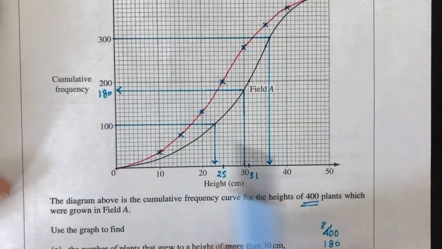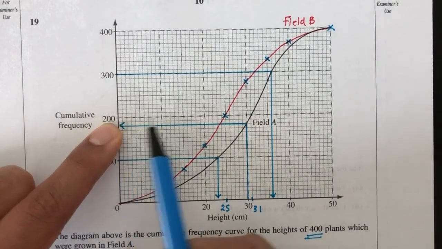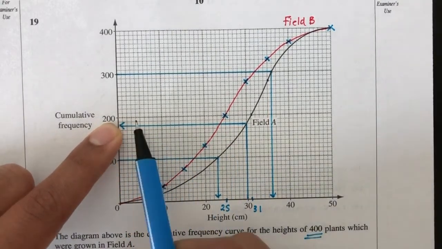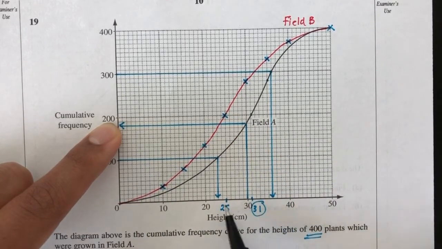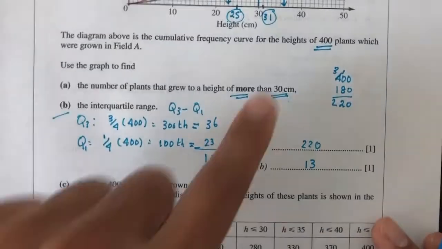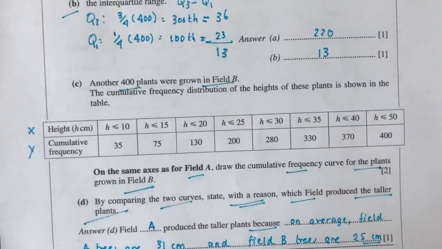The median is just half of the number of trees, which is the 200th element. You find the corresponding value. So that is for B, which is 25. And for A, it is 31. Comparing those two values, because the value of A is more than 25, you will say A has taller trees. Okay, that is question 19.